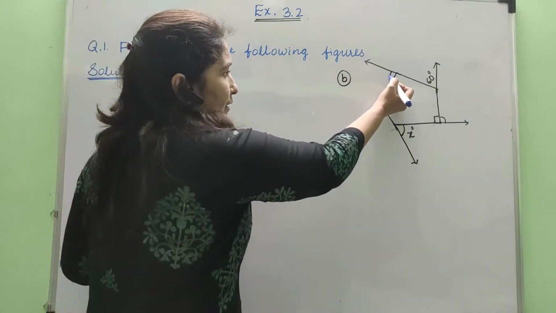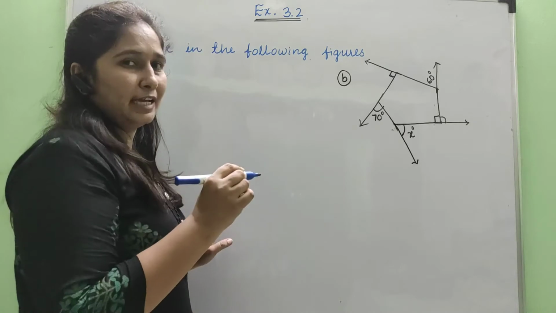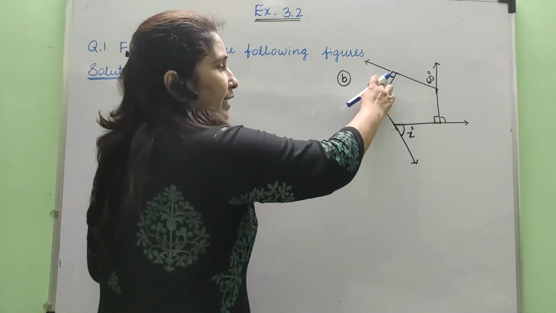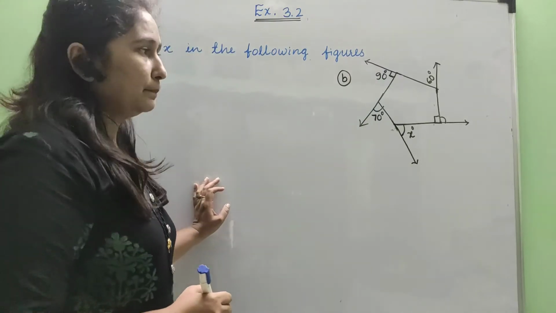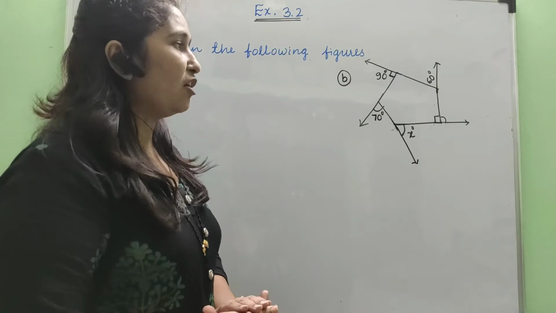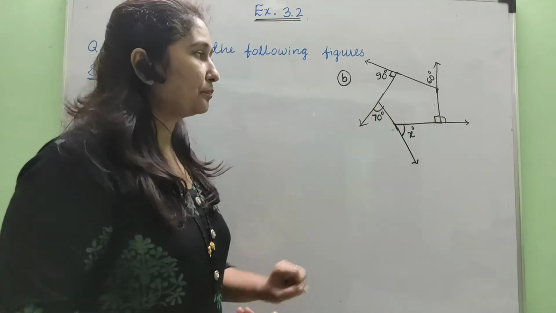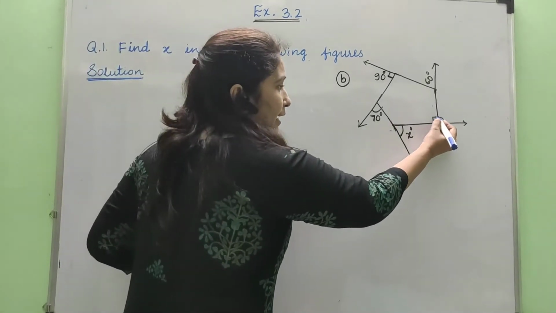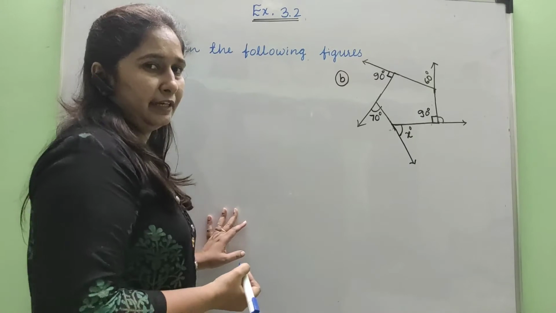Now this angle, instead of giving angle directly, they have mentioned one sign over there. This sign indicates that this angle measures 90 degree. Here, instead of giving exterior angle, they have mentioned sign for the interior angle. This interior angle sign indicates that this angle is of 90 degree.